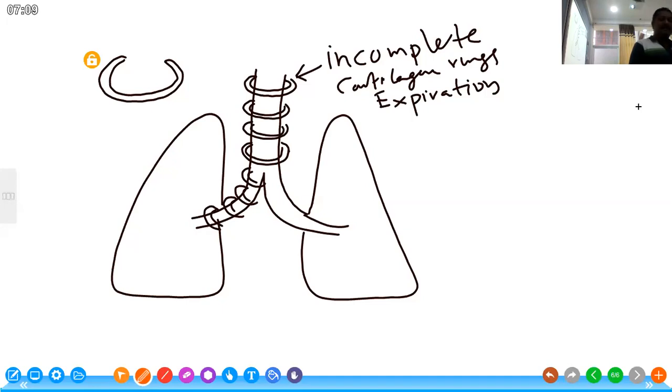Incomplete cartilaginous rings. Write the function. It prevents the collapsion of the trachea during expiration. This happens during expiration, when the air is removed. So the rigidness disappears and it could collapse.